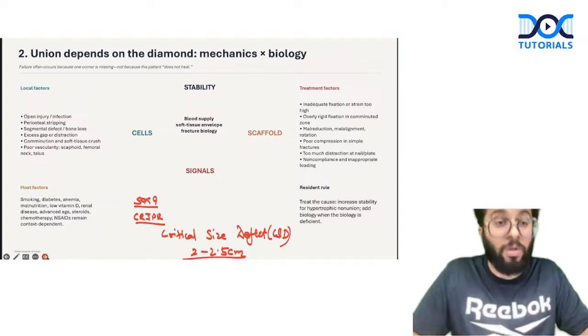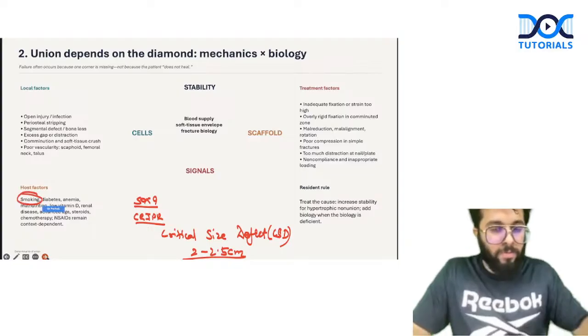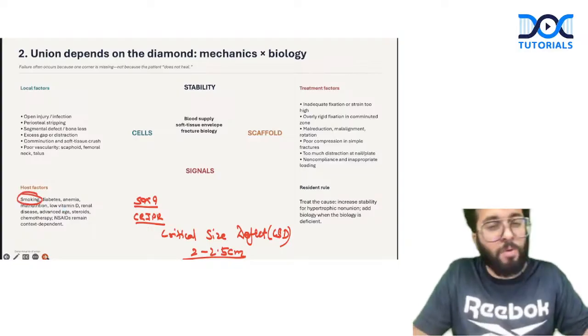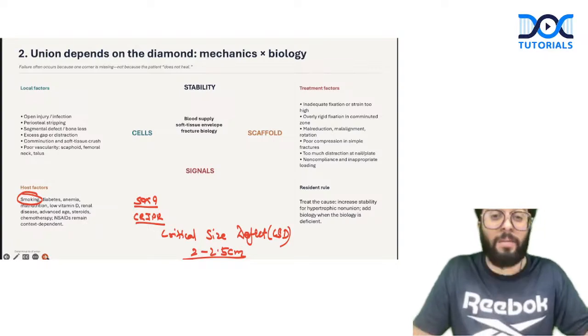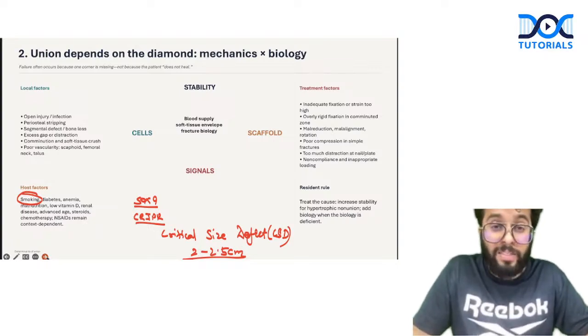Now, these are the local factors. There are certain host factors as well. Smoking. What do you think smoking does? Carbon monoxide is released. It causes endothelial cell dysfunction. These aromatic compounds are released. Endothelial cell dysfunction. Right. And what else?